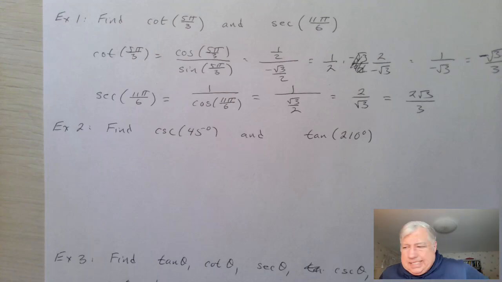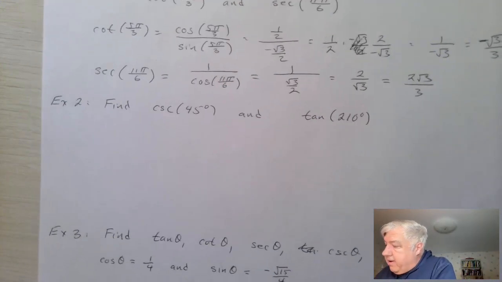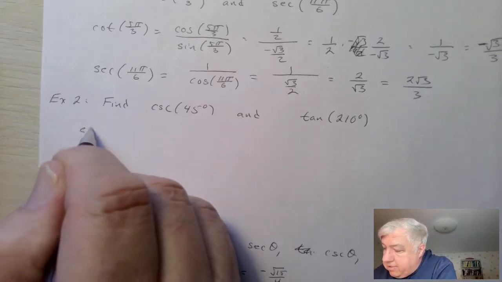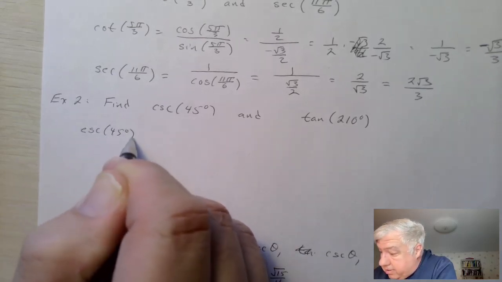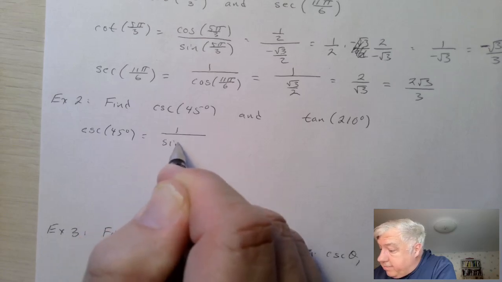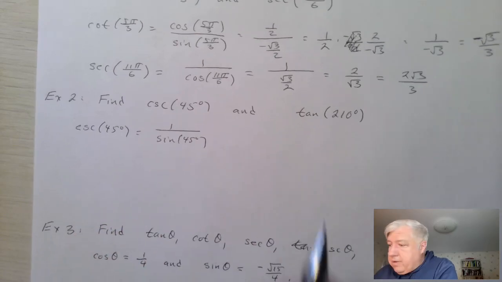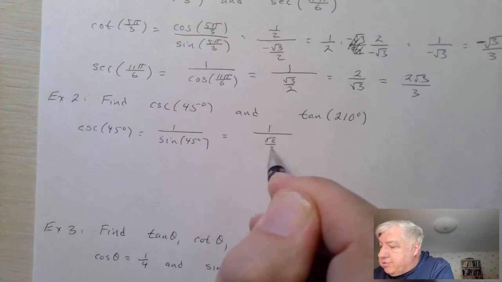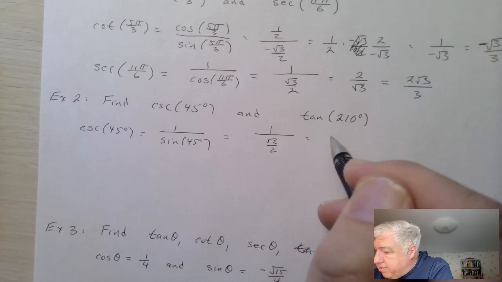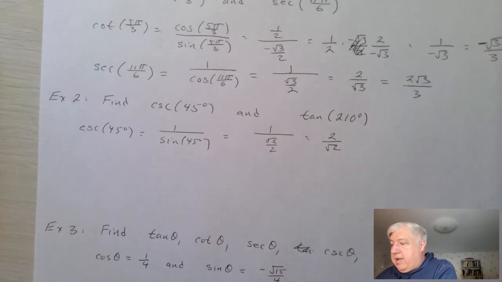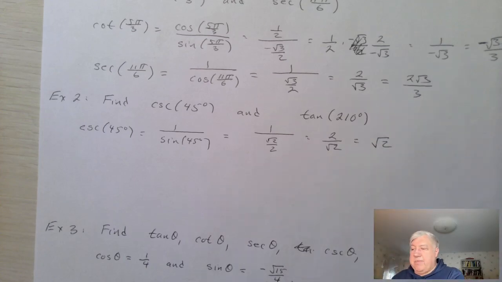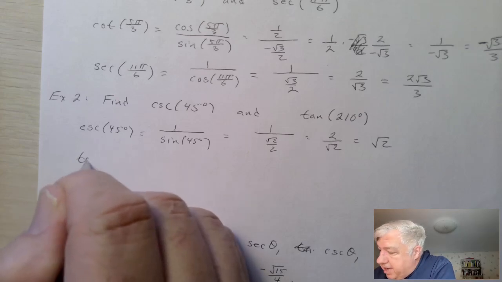The cosecant of 45 degrees. Well, cosecant, that's 1 over sine. And if you look on our unit circle, the sine will be square root 2 over 2. Take the reciprocal of that, and you can cancel and simplify it a little bit, and it turns out that's just square root of 2.